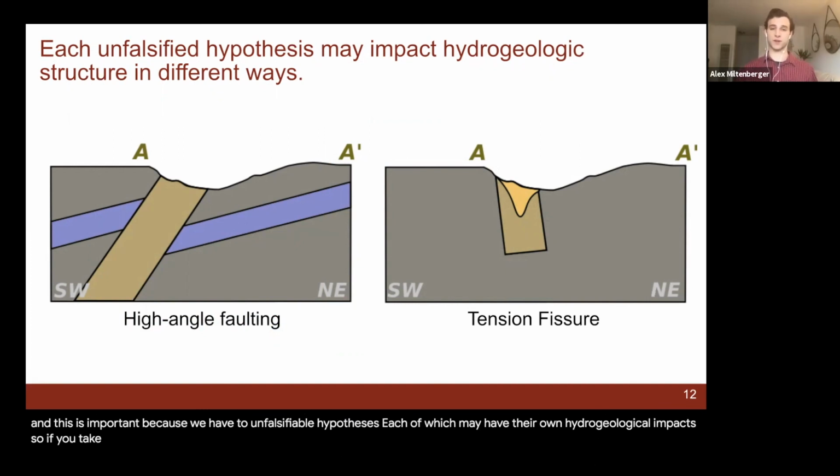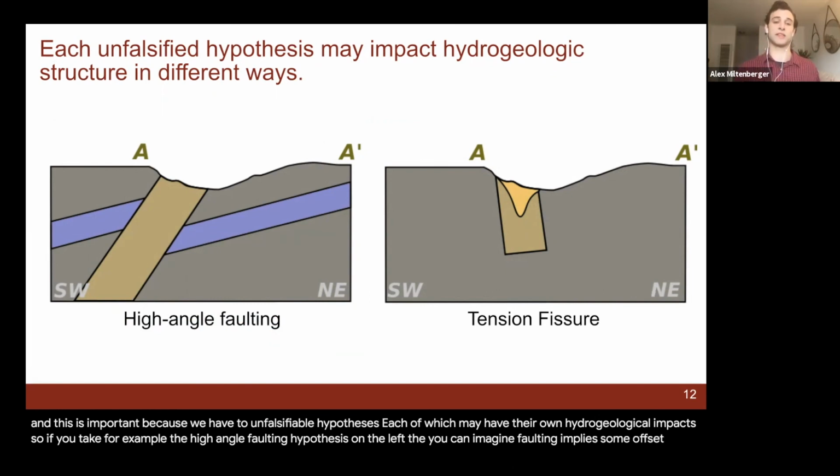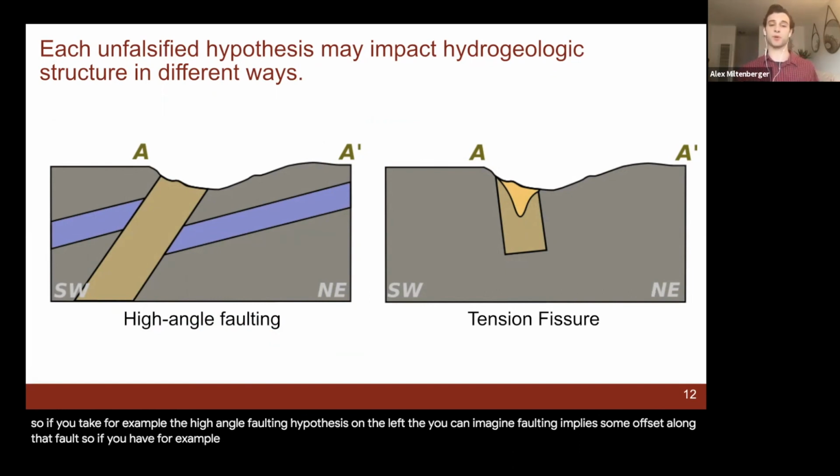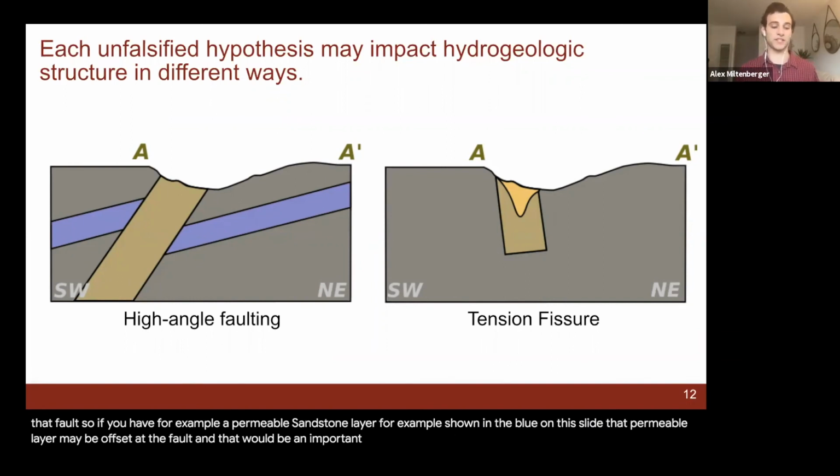So if you take, for example, the high angle faulting hypothesis on the left, you can imagine faulting implies some offset along that fault. So if you have, for example, a permeable sandstone layer, shown in blue on this slide, that permeable layer may be offset at the fault, and that would be an important feature to characterize to understand the hydrogeologic response to the subsurface structure.